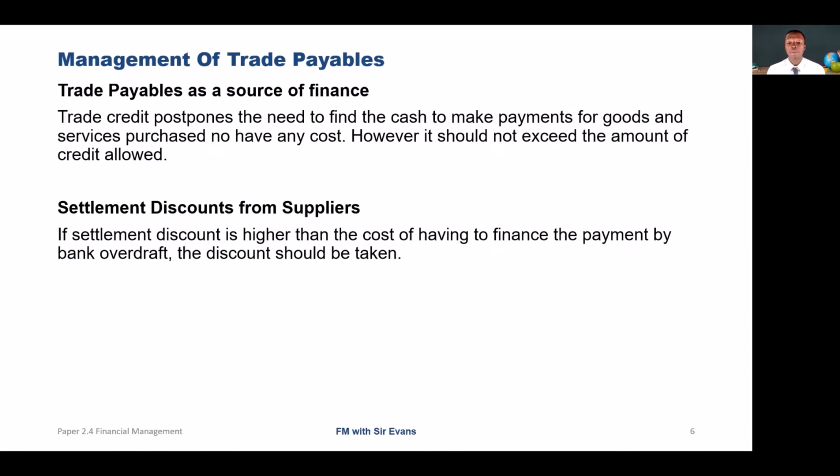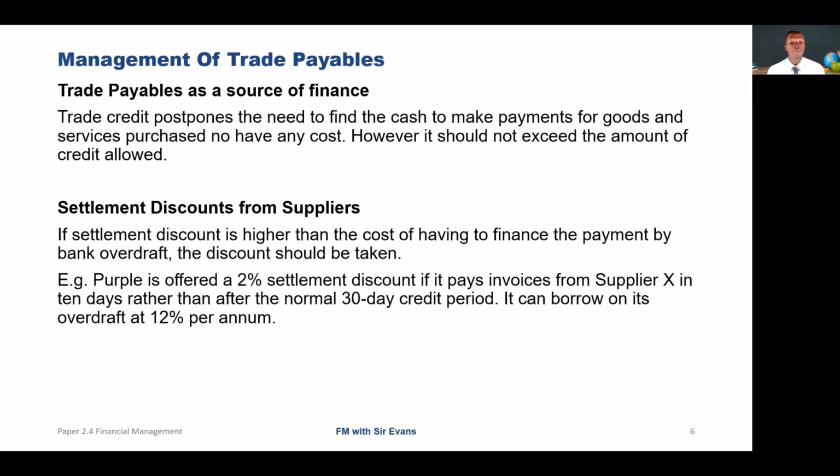So we have an example here. Purple is offered a 2% settlement discount if it pays invoices from supplier X in 10 days rather than after the normal 30-day credit period. It can borrow on its overdraft at 12% per annum.